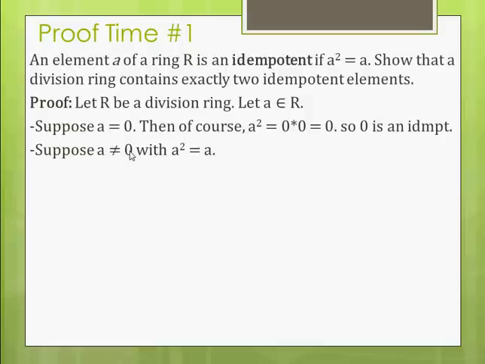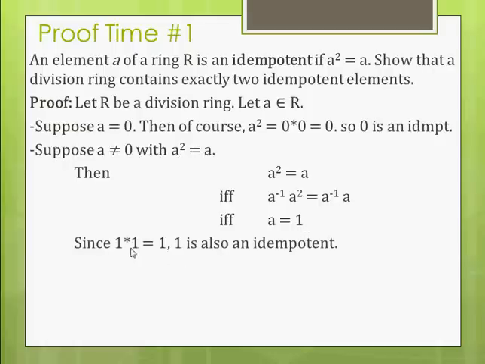Well, non-zero elements in a division ring have multiplicative inverses. So we just multiply by that multiplicative inverse, and we find that A must be 1. Now this only shows that if there is a non-zero element that's an idempotent, then it must be 1. We also need to show that 1 times 1 is in fact 1, that it is an idempotent.